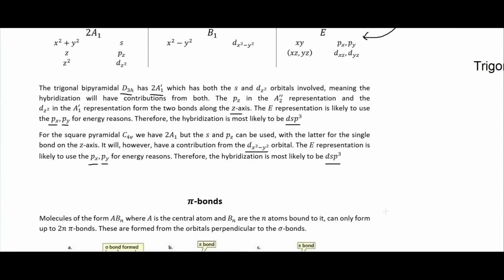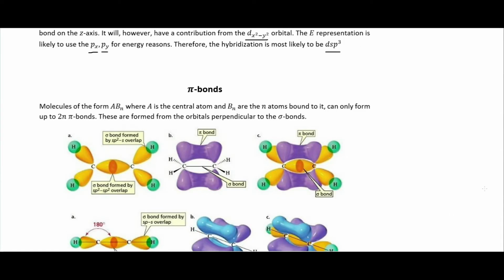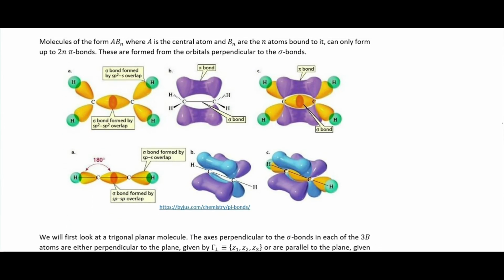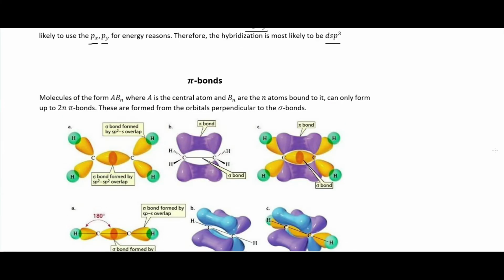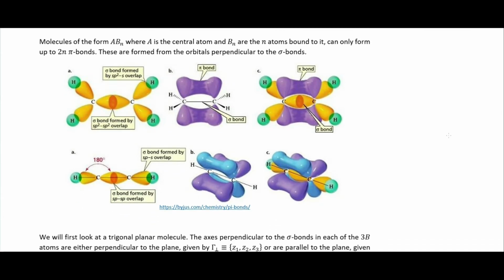dsp3 hybridization. All right, so now if we get into the pi bonds here, which give us the double bonds. This is what the pi bonds look like. They're above and below the sigma bond here, with a node in the middle where the sigma bond is. And we can form up to two of these, which looks like this, sort of perpendicular to each other in that fashion right there.